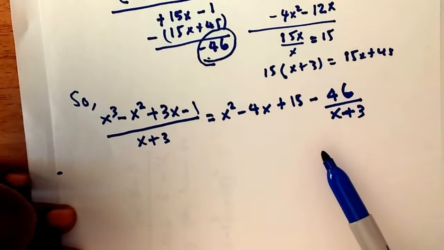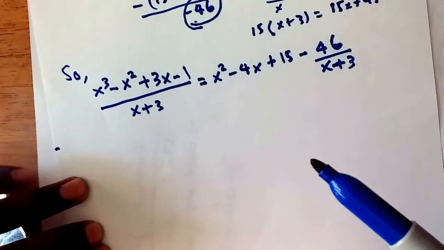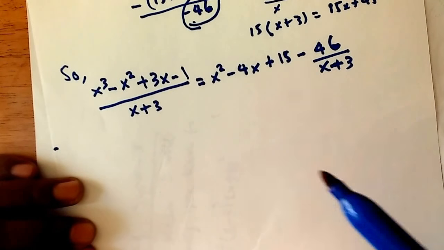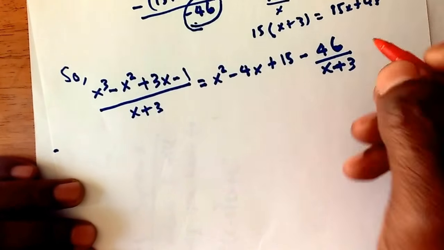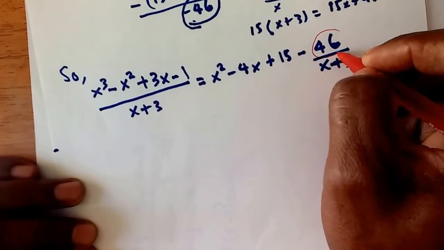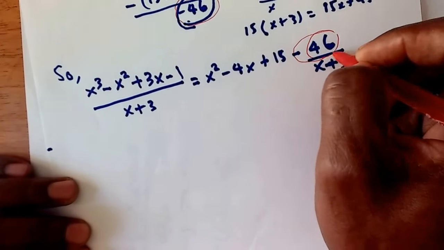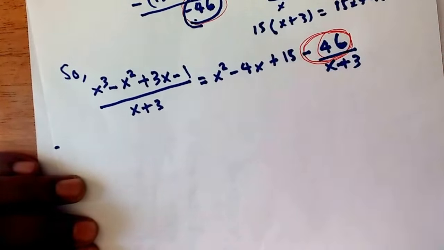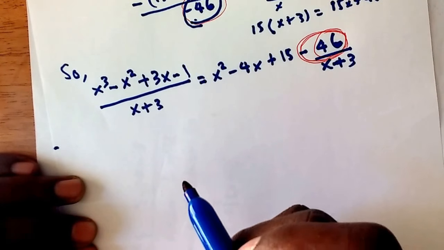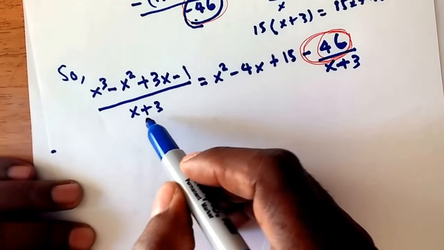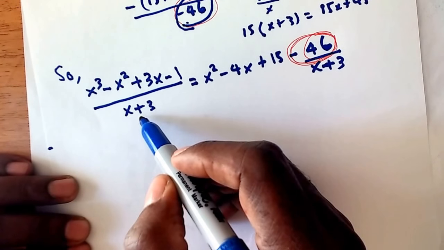Okay, so the remainder theorem says that we could have gotten this remainder, this negative 46, without doing the long process. All we needed to do is plug in p of negative 3, f of negative 3.